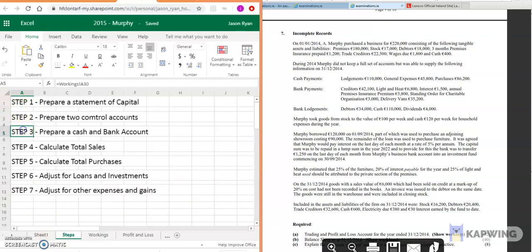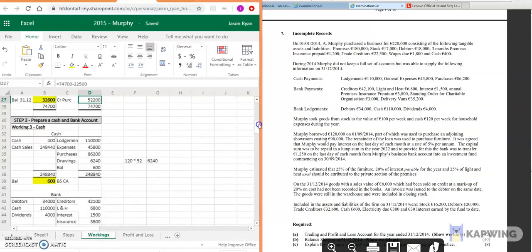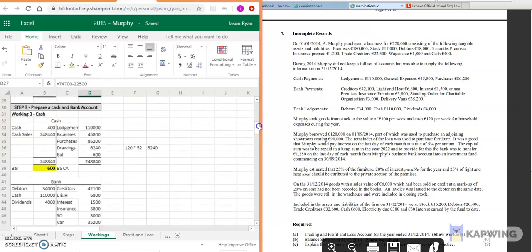After that, then you're going to step number 3. So prepare cash and a bank account. So in here, we're just going to look at the figures we have for our cash, and look for the figures we have for our bank.